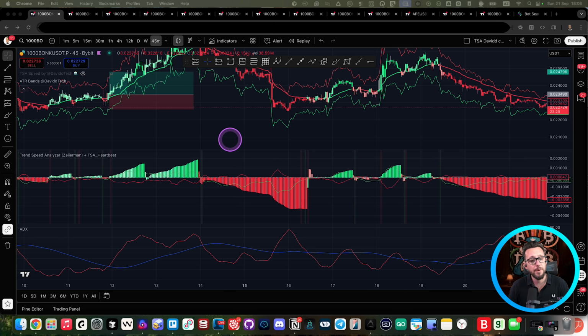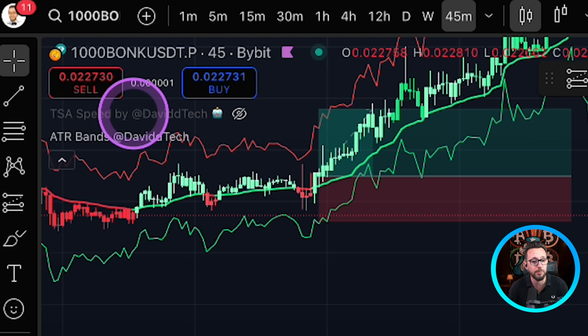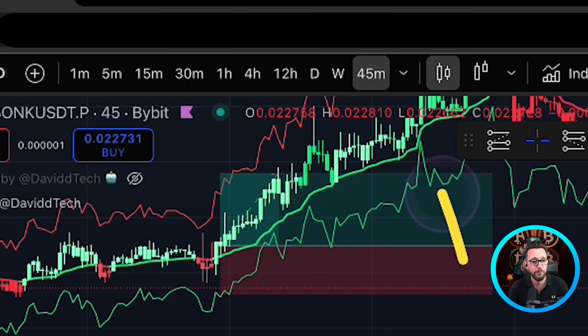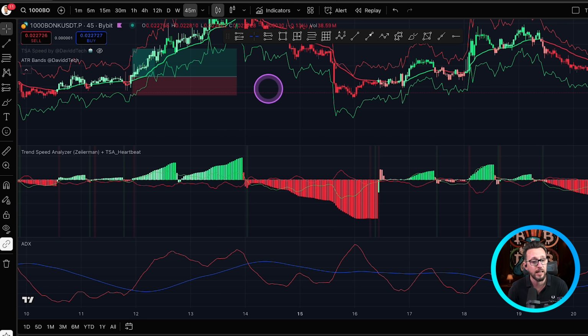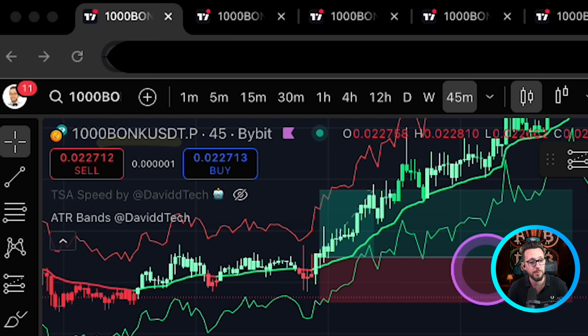Okay guys, I am back here on TradingView. I have done the backtesting results. I've coded the strategy. We're ready to go. It's called TSA Speed by David Tech over here. We're on a 45 minutes. I have actually backtested it on multiple pairs and found that it's actually much better on those low caps. So let's have a backtest on this pair here. We're on 45 minutes, as I said earlier.